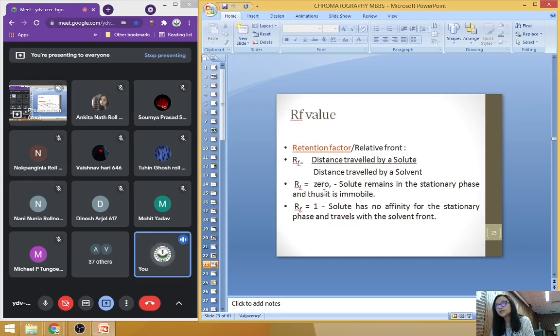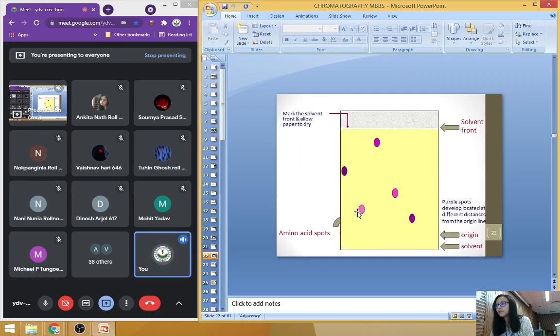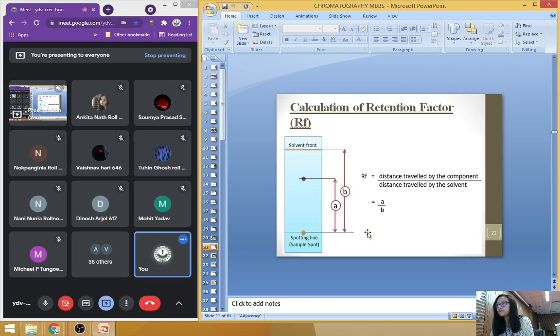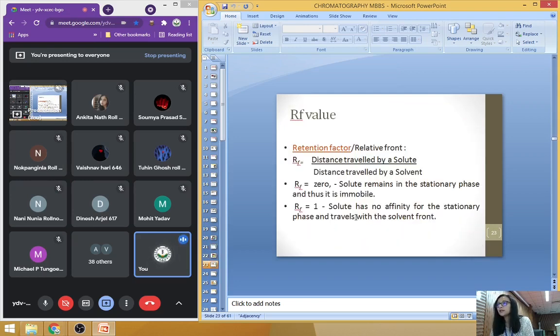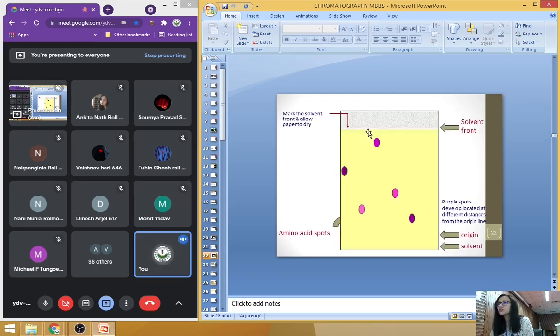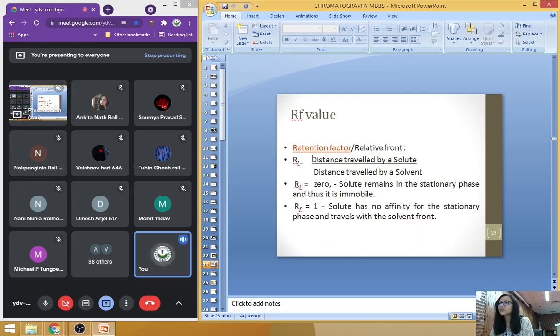Now, if the retention factor is 0, what does that imply? It means that the solute remains in the stationary phase. It is immobile. If it is 0, that means this solute would be here only in the origin. And if it is 1, that means the solute has no affinity for the stationary phase, and it also travels with the solvent front. If it is here, then it will be A divided by B, which is 1. So that means it has traveled the same distance as traveled by the solvent front. So that is the importance of retention factor, which is also known as relative front.